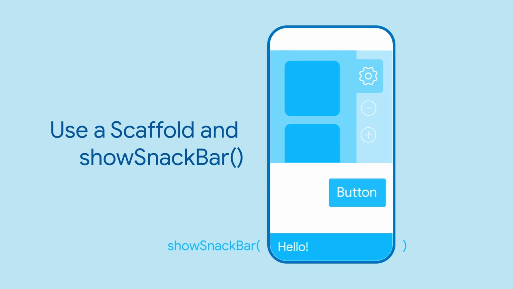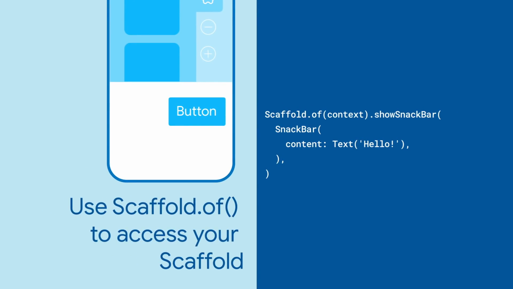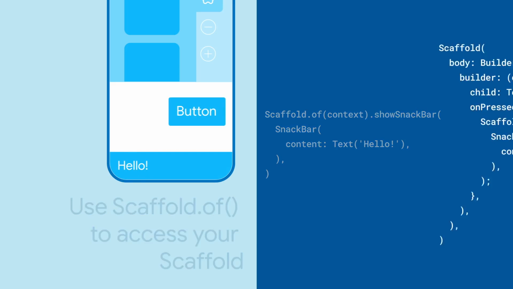SnackBars require a scaffold. Use the showSnackBar function with a scaffold instance and your SnackBar will instantly pop up. It's easy to get a reference of your scaffold at any point in your widget tree by using the Scaffold.of function. Here's a handy tip.